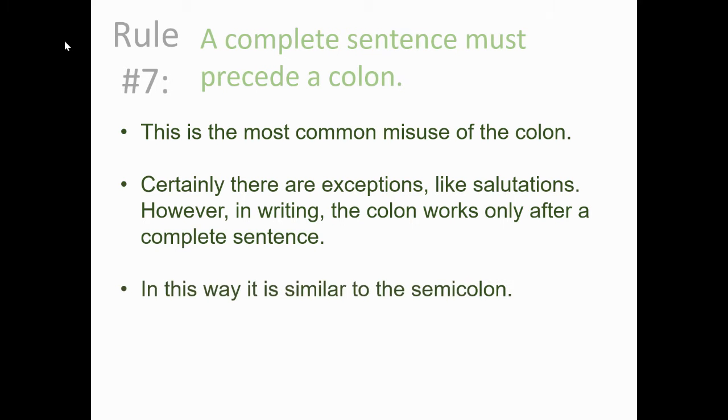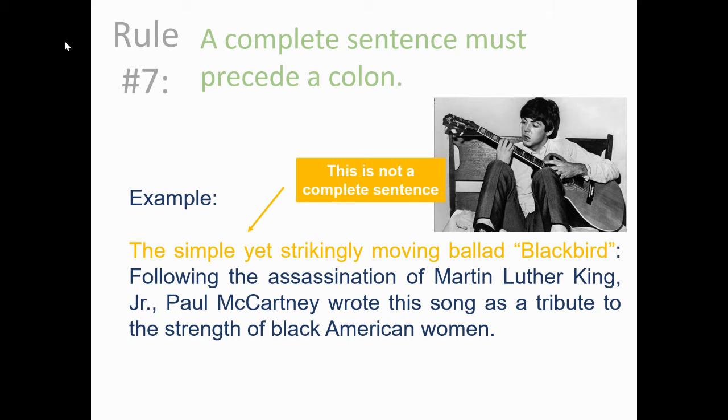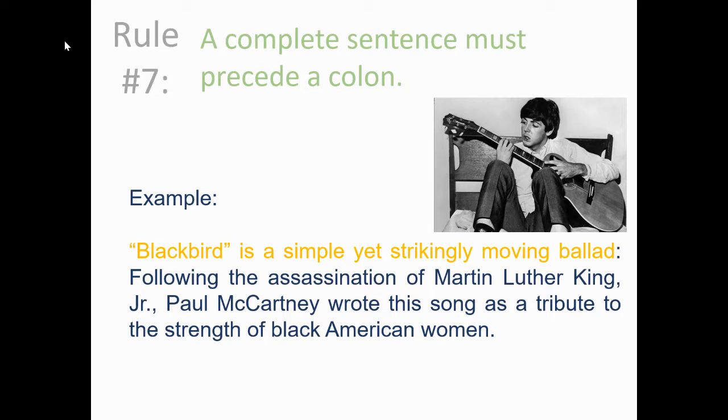So in this sense, it's kind of similar to the semicolon in the fact that it has a full sentence first. Example: the simple yet strikingly moving ballad, Blackbird. Following the assassination of Martin Luther King Jr., Paul McCartney wrote this song as a tribute to the strength of Black American women. That's a great sentence, except right in front of that colon, that's not a full sentence. The simple yet strikingly moving ballad, Blackbird. So in order for me to use that colon, I've got to make this into a full sentence. So I could say, Blackbird is a simple yet strikingly moving ballad. That's a full sentence, and therefore I can use that colon. Sweet.